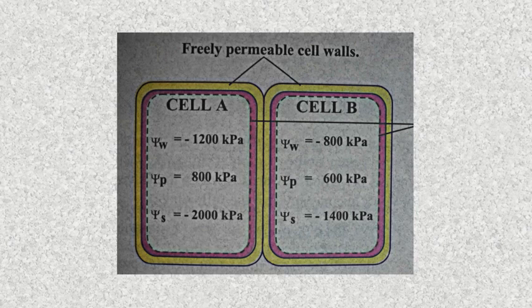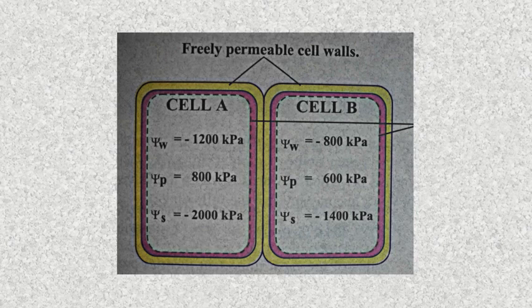I'm writing all these values in front of you. As you can see, cell A has a water potential of minus 1200 and cell B has a water potential of minus 800. The values of pressure potentials are 800 for cell A and 600 for cell B. The solute potential is negative 2000 for cell A and negative 1400 for cell B.